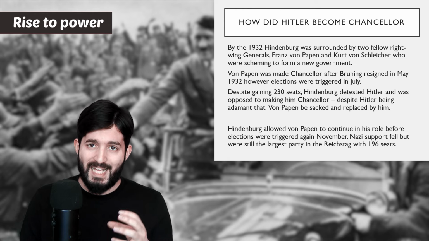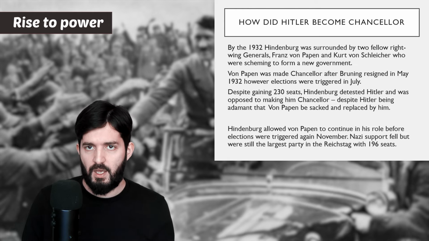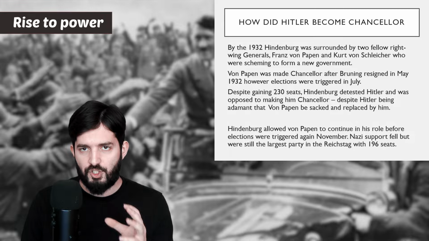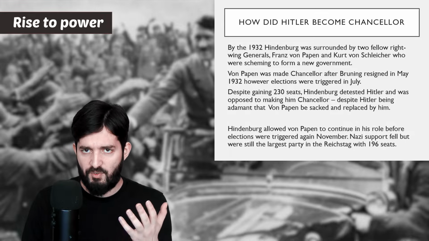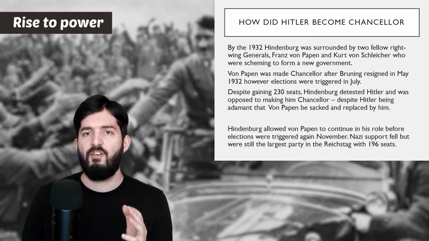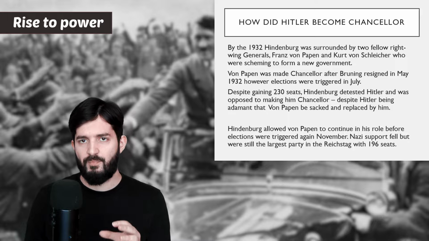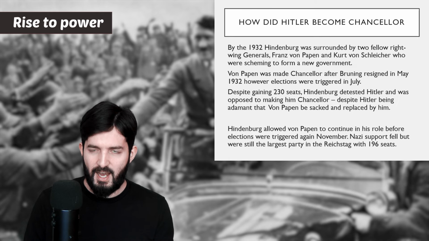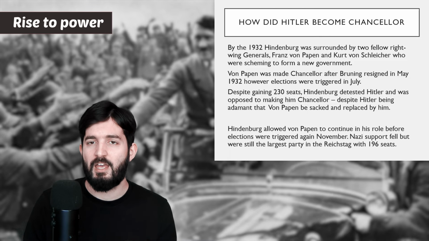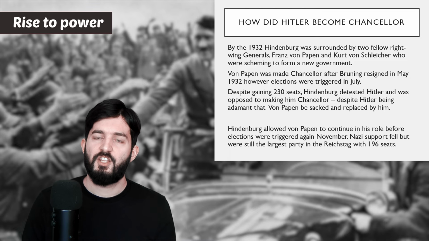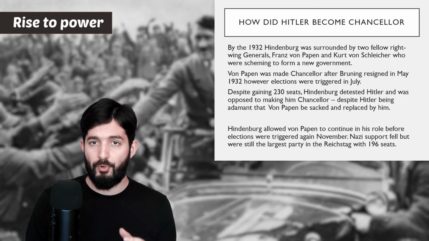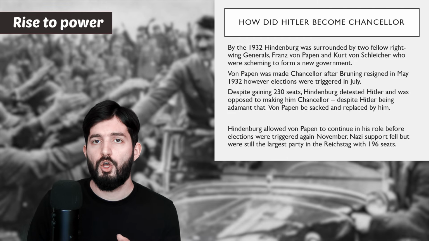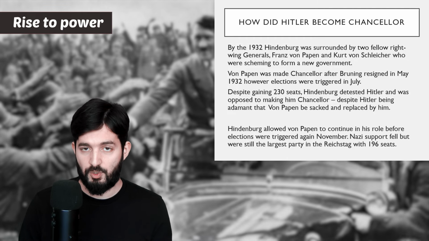How he becomes chancellor, however, is a different question. Part of the reason he becomes chancellor is because, of course, he has the largest party in the Reichstag. However, if you go back to the first video, the very start of it, when we discussed the constitution, becoming the largest party in the Reichstag does not automatically make your leader the chancellor. The chancellor is chosen and appointed by the president, who can also sack the chancellor as well.